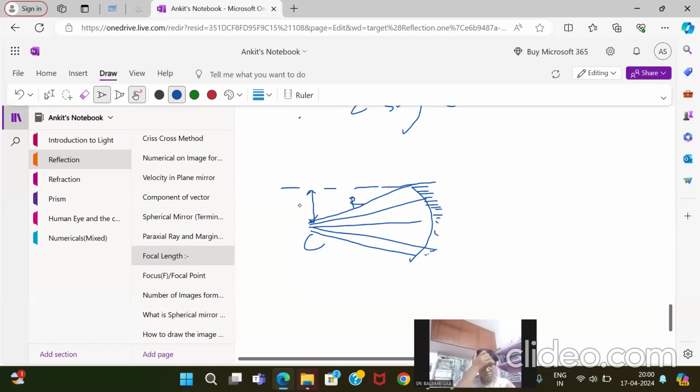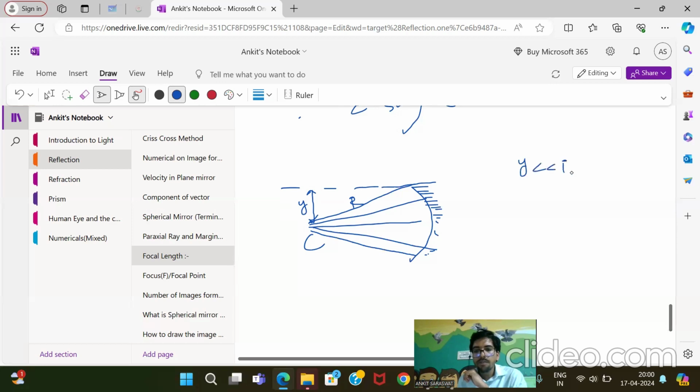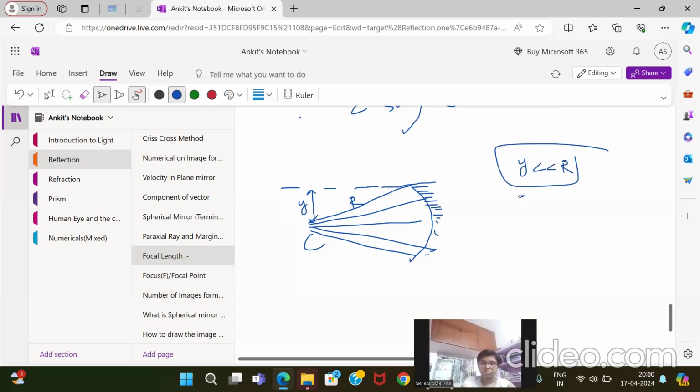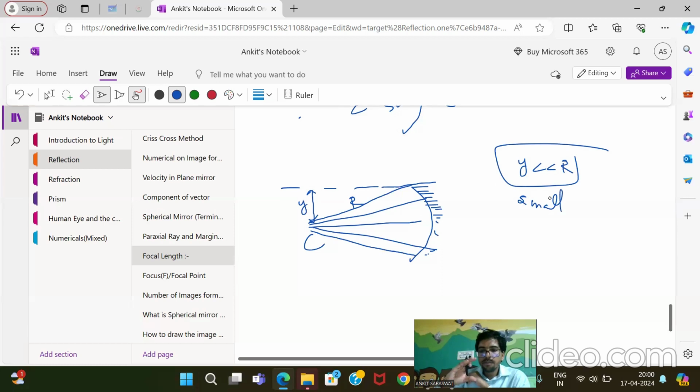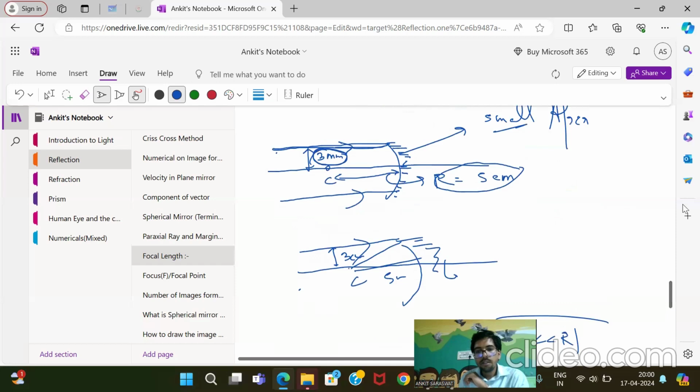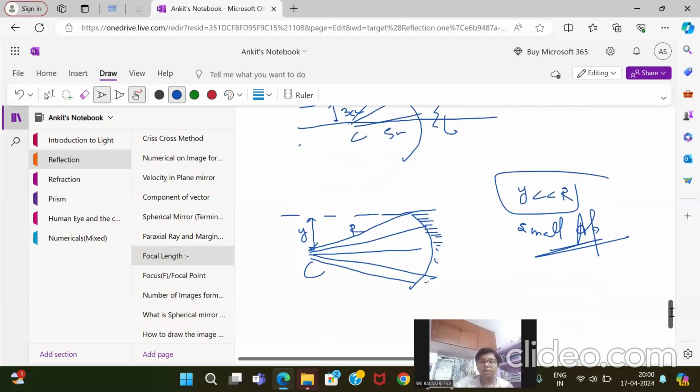If R and this distance are equal or approximately equal, then it is not a small aperture. If y is very, very small compared to r, then we can say this is a small aperture. When y is small, only then it will be like this. Small aperture means this y must be very, very less than r.